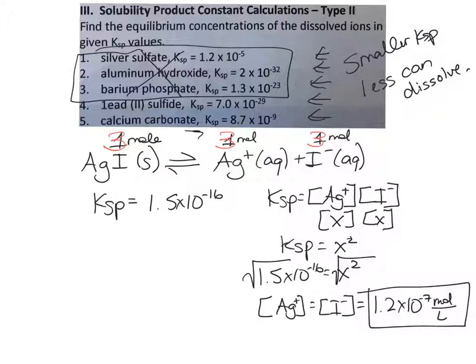Given this information, you can solve numbers 4 and 5. The concentration of lead ions equals the concentration of sulfide ions. You'll write out your Ksp expression. That will be x squared. So you'll take the square root of Ksp in order to find the concentration of lead ions and the concentration of sulfide ions. The same thing will be done for calcium carbonate.